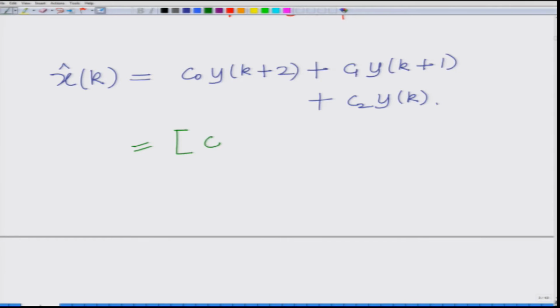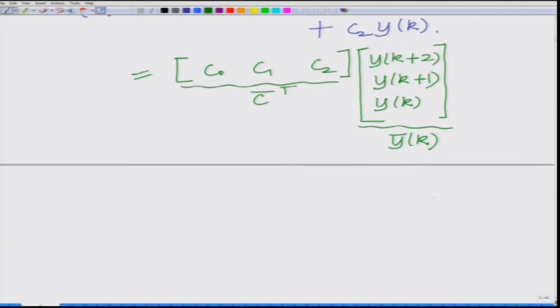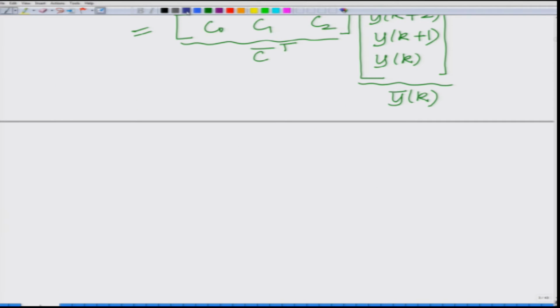which now I can write as the row vector C0, C1, C2 times the column vector y k plus 2, y k plus 1, y k. This is the transpose of the equalizer vector C bar, this is C bar transpose, this is y bar k.